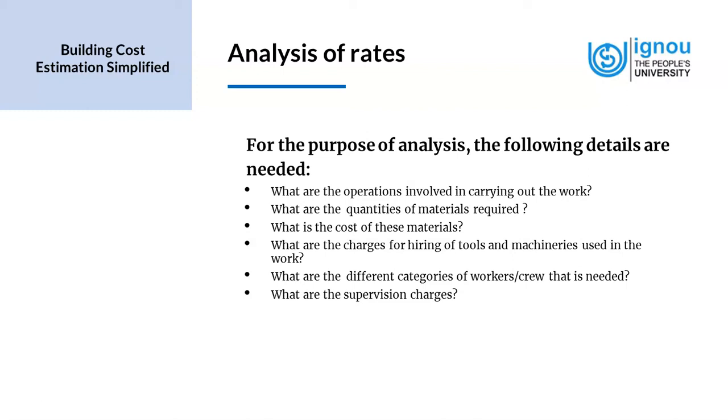Now, the next aspect that we need to know is what are the supervision charges. As we know, there would be a supervisor who would be overseeing a crew, and there would be a site supervisor. So, what are the charges for this supervision? That is an important aspect that we need to know. What is the labor output? We will be discussing that later in the video lesson. And what are the wages per day for different workers? It would be different for skilled laborers when compared to unskilled laborers. It would be different for carpenters, for masons.